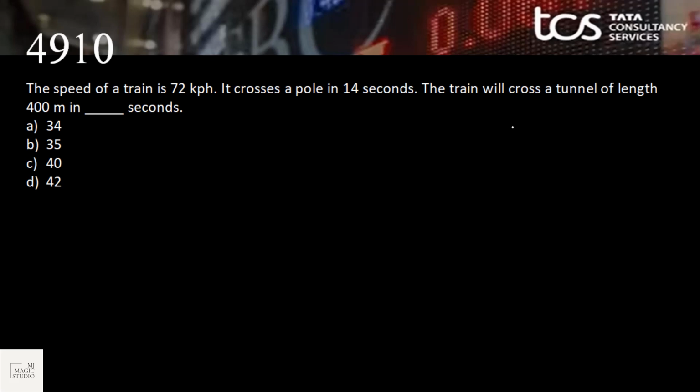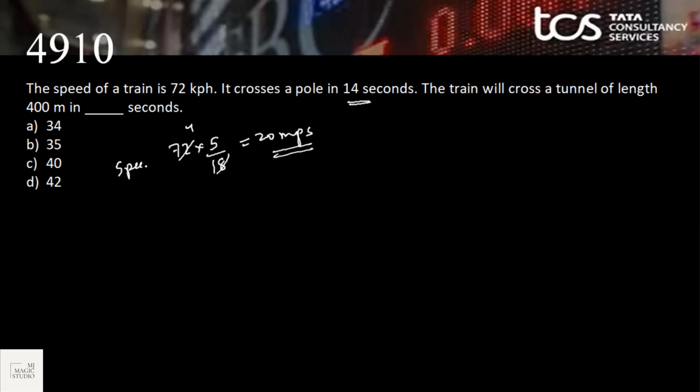On to the last one for this practice session. I hope you are following the drill. Please do it. The speed of a train is 72 km per hour. It crosses the pole in 14 seconds. 72 into 5 by 18 will give what? 20 meter per second is the speed actually.